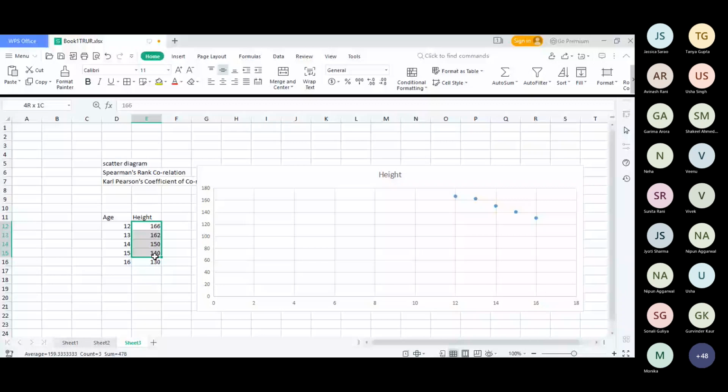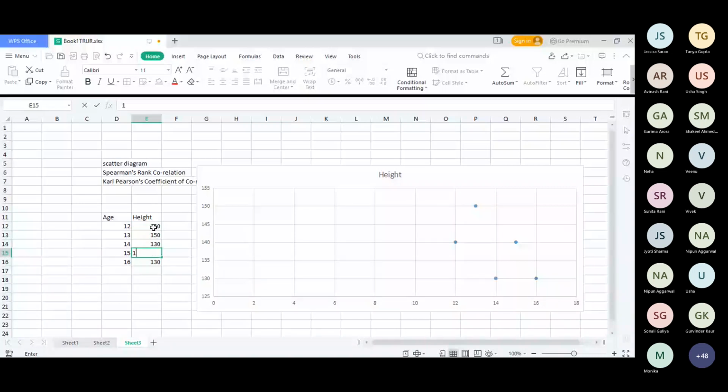But suppose we take the same data in a random way, where there is no relation between age and height. Let's suppose 140, then 150, 130, 149, and 150. Suppose this is the graph now. At the age of 12, the height is 140. At the age of 13, the height is 150. If we plot this, it comes out to be no correlation, as the points are random in nature. There is no straight line, no decreasing. So it becomes a case of no correlation.